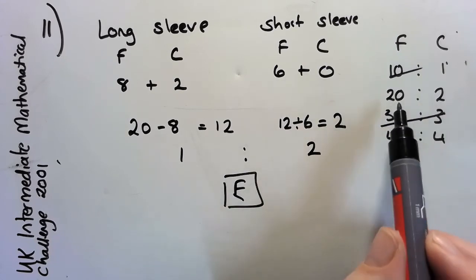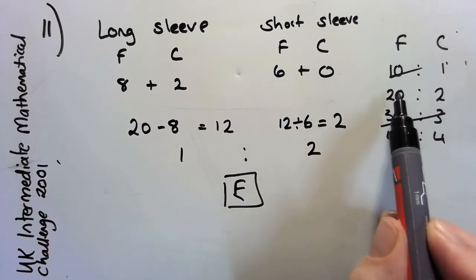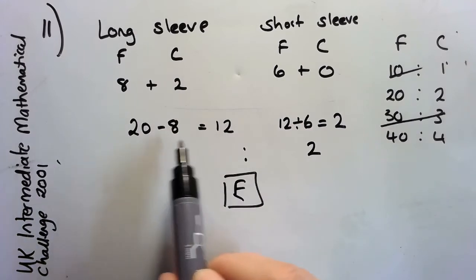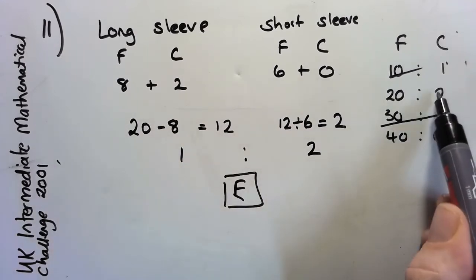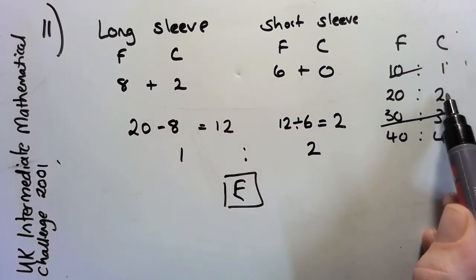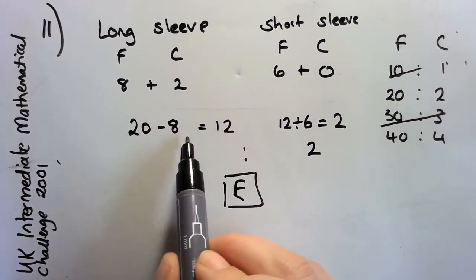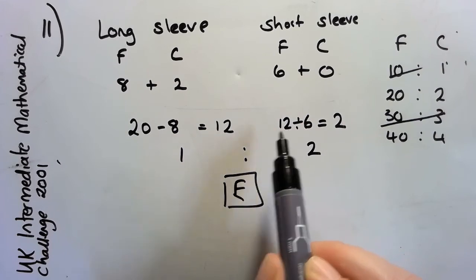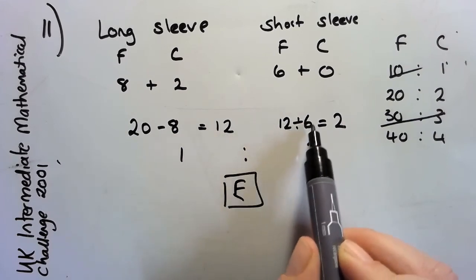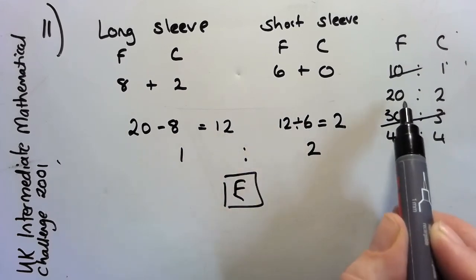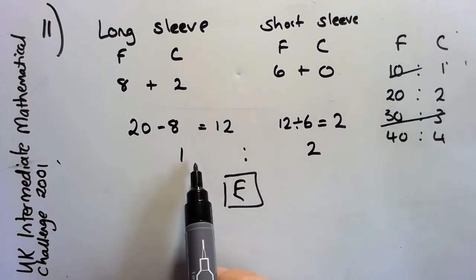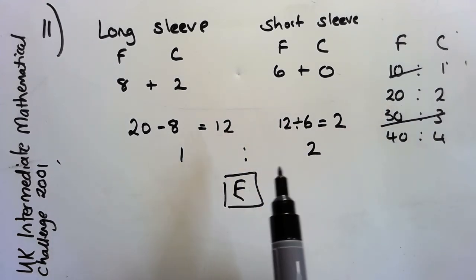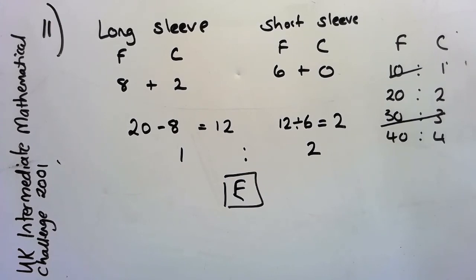What we're saying is, okay, so if one of those is going to be long sleeved and 1 represents those 2 cuff buttons, if one of those, then we've got 12 buttons left over. And if we've got 12 buttons left over, that's exactly 6 short sleeve shirts. So 20 works very nicely, and we get a ratio of 1 long sleeve shirt to 2 short sleeved shirts.